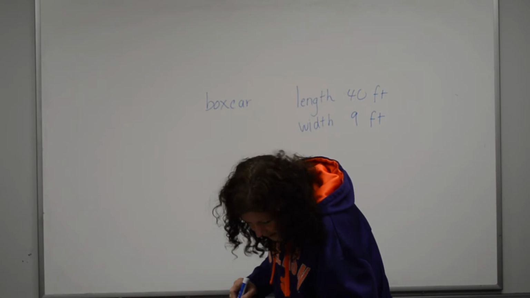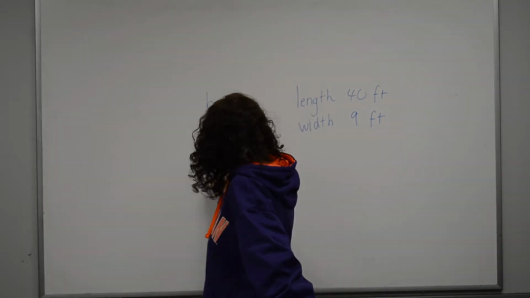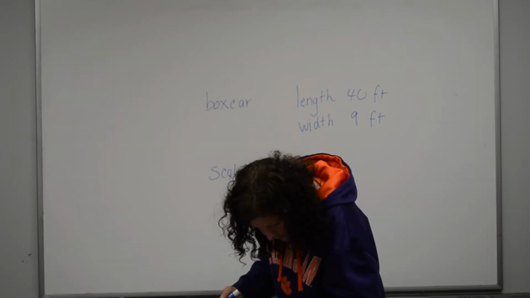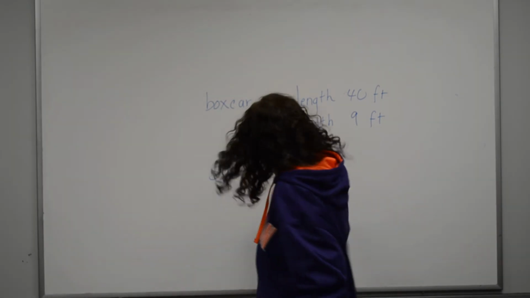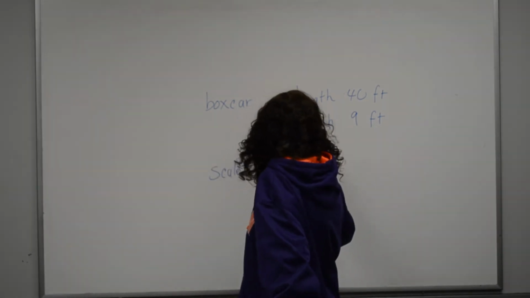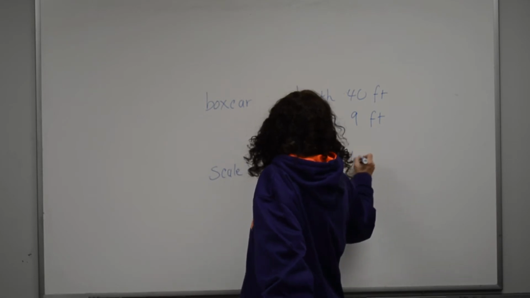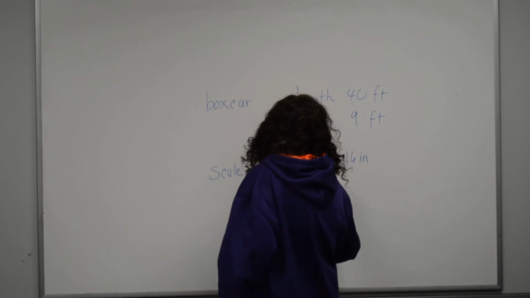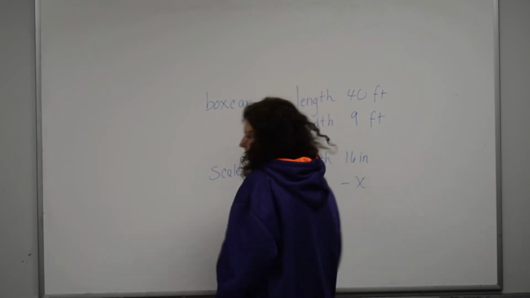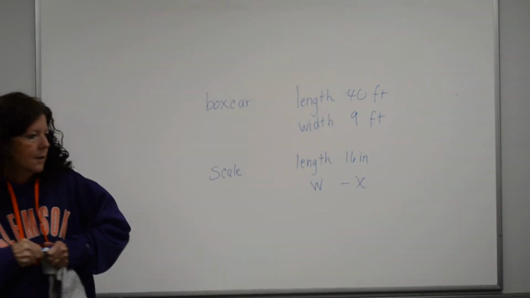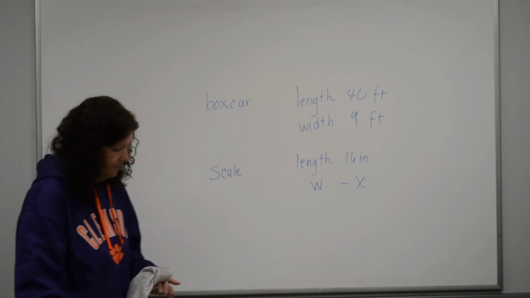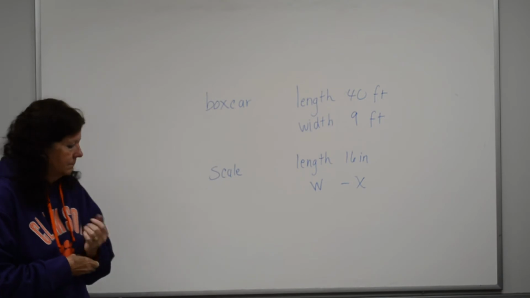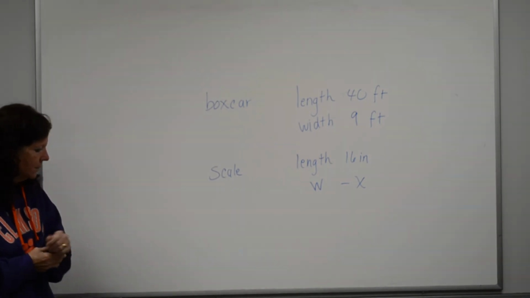And then it says a scale model is made. So that's the other thing I have, a scale model. And it has a length of 16 inches. And it says find the width. So it has a width of X. So find X out of that. It does not come out whole, so don't think you've done something wrong if it doesn't work out.